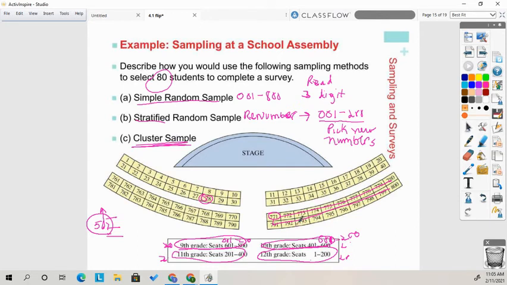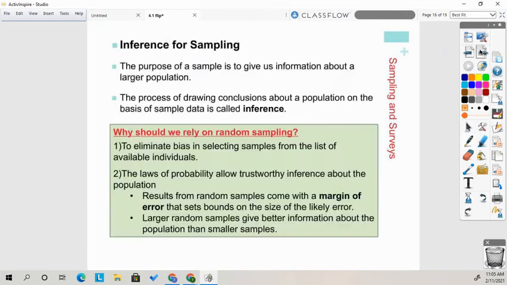That's wrong. What's wrong with cluster sampling? A cluster sample is an intact group already. You randomly pick how you get that group, but it's already an intact group. So that's the difference between those. Okay, so the purpose of a sample is to give us information about a larger population.